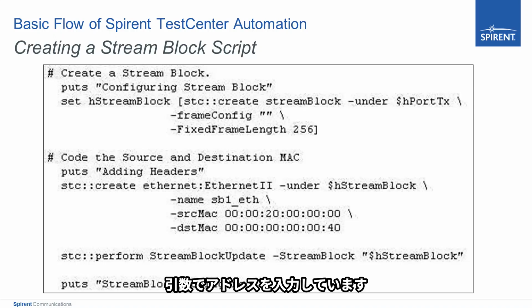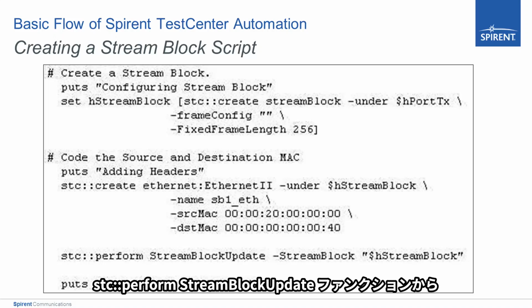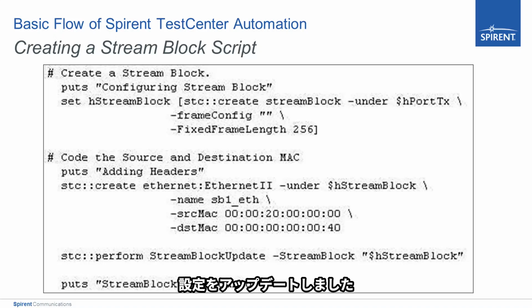Now we are going to perform the STC perform stream block update, and we're specifying that we want to update a stream block. Which one do we want to use? Well, the one with handle H stream block. And then we perform a putS command, stream block configured.